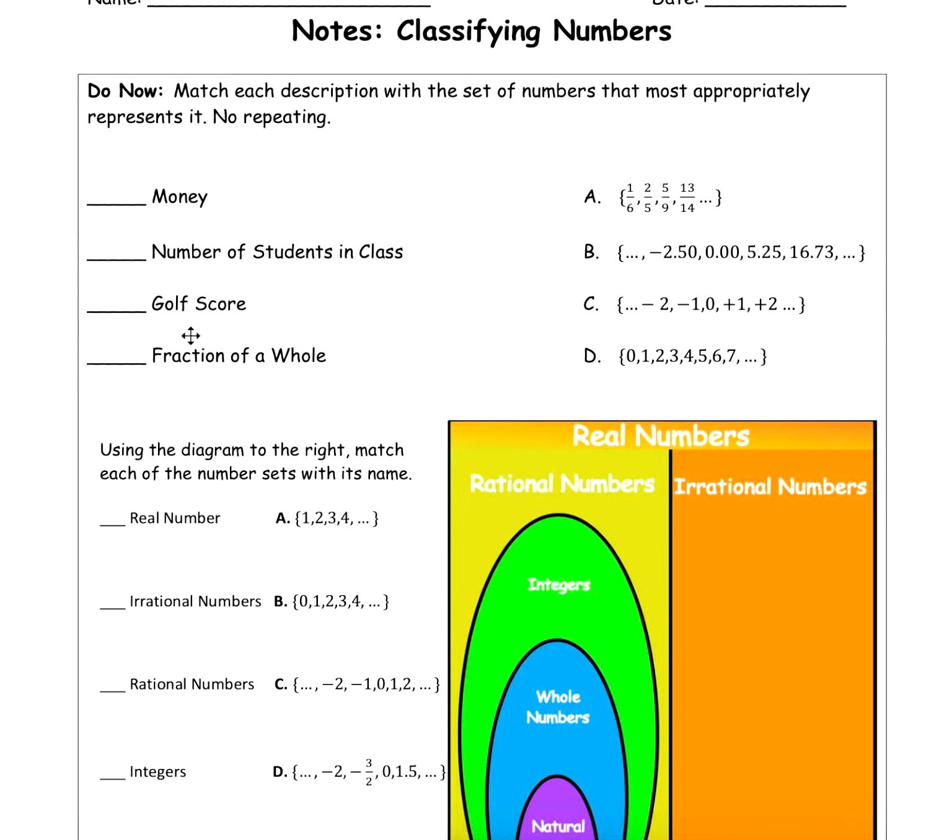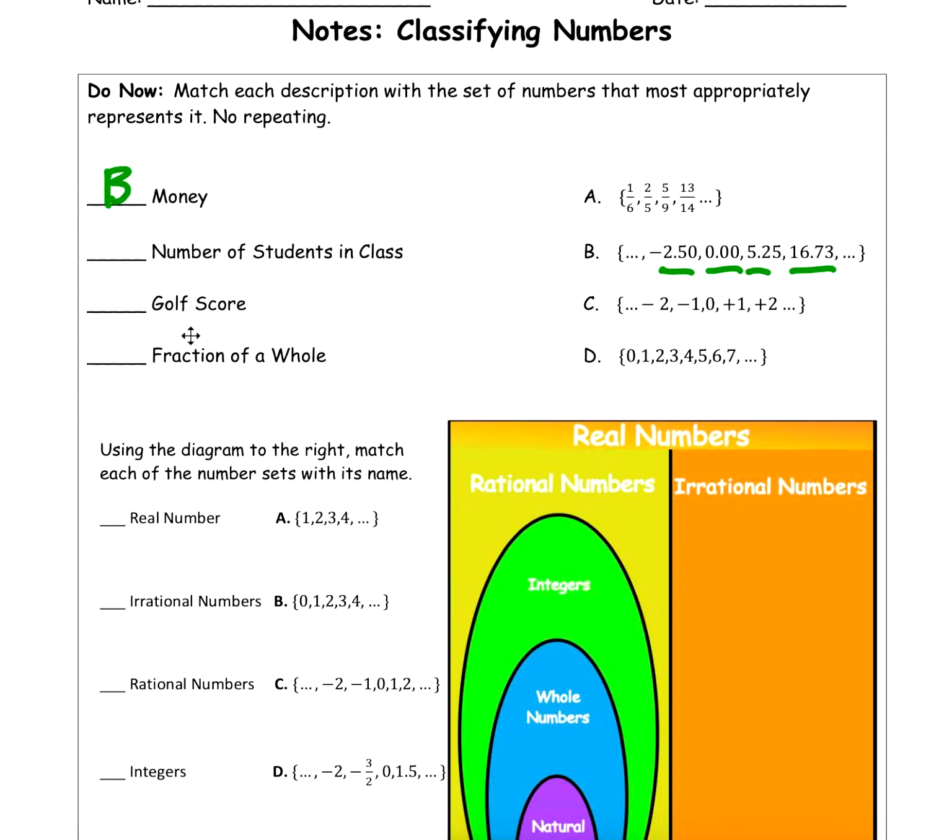So the top says match each description with the set of numbers that most appropriately represents it. No repeating. So the first one is money. The one that best represents money would be B. If you take a look at negative 2.5, it would be like negative $2.50, $0, $5.25, $16.75. So that would be B.